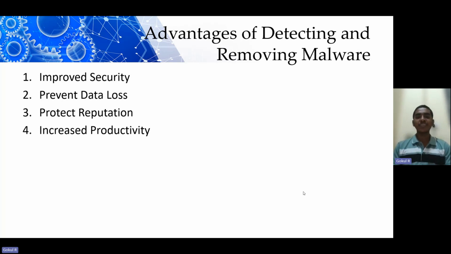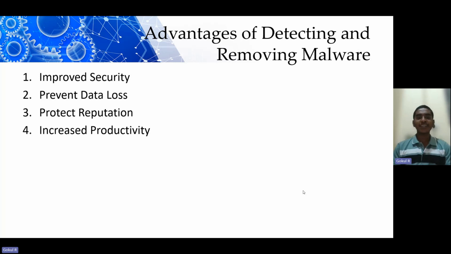The first advantage is improved security. By detecting and removing malware, individuals and organizations can improve the security of their systems and reduce the risk of future infections. The next advantage is preventing data loss. Malware can cause data loss, and by removing it, individuals and organizations can protect their important files and information.